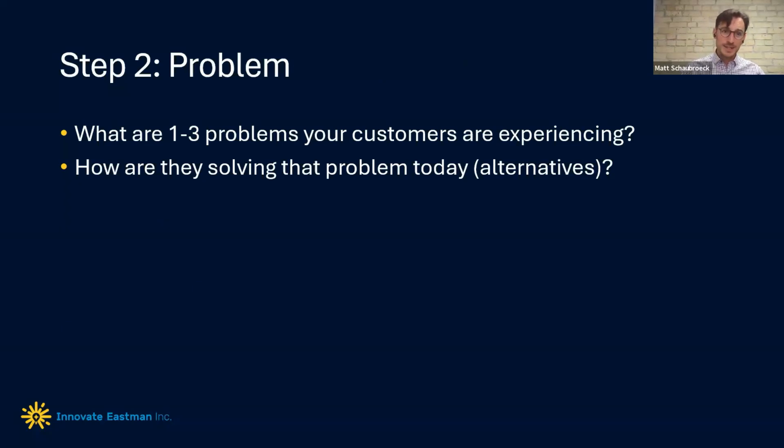So with a lean canvas, the idea is you're going to want to identify 1 to 3 problems that you think your customers are experiencing, and then understanding how they're solving that problem today. So, again, going back to educational software as the example that I'm giving live, maybe the problem is there's not good access to tutoring.